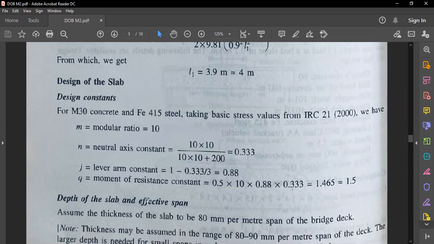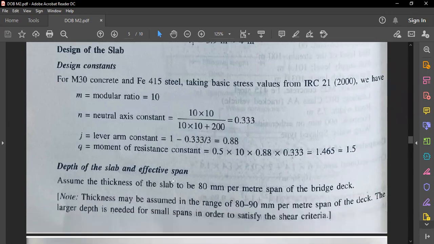Now, depth of the slab. For a 4 meter length and 7.5 meter wide road with 600 mm footpaths on both sides, we should fix the depth of the slab. So how to fix it? Assume the thickness of the slab to be 80 mm per meter. So total 4 meter length we have, so thickness may be assumed 80 mm to 90 mm per meter span of the deck.